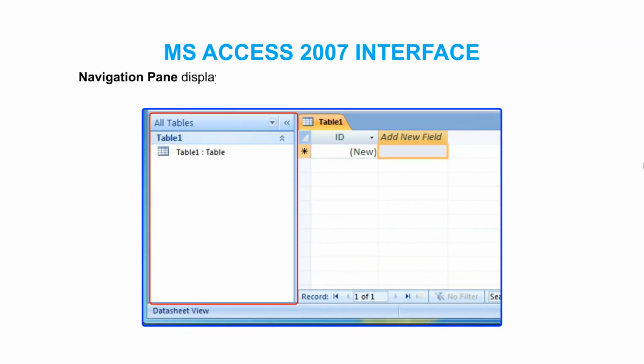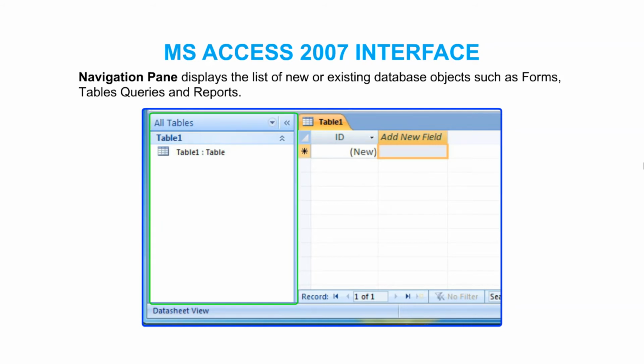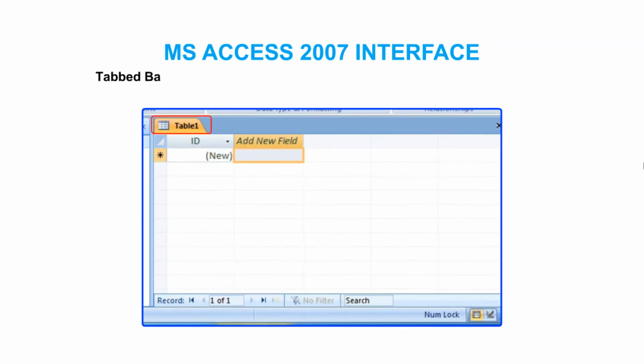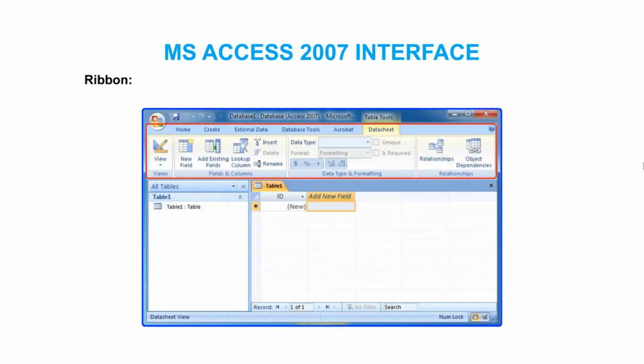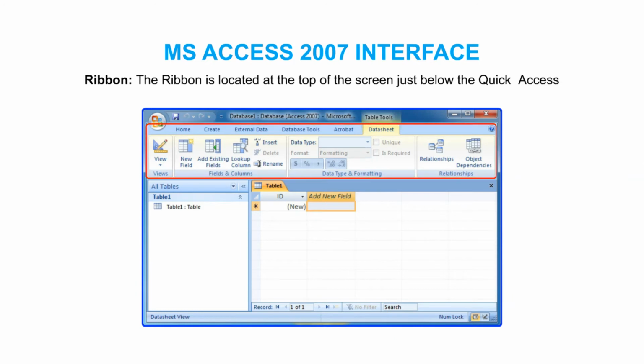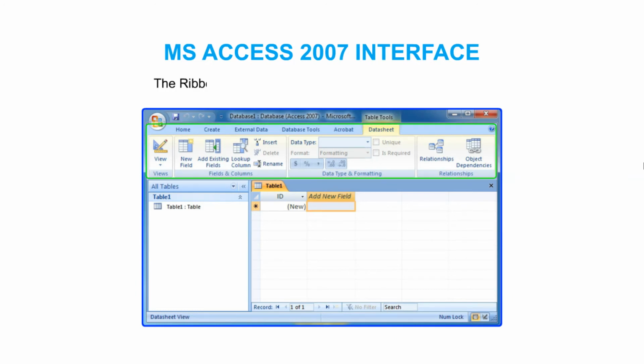Navigation pane. Displays the list of new or existing database objects such as forms, tables, queries and reports. Tabbed bar is used to display database objects in tabbed document rather than overlapping the windows. Ribbon. The ribbon is located at the top of the screen just below the Quick Access toolbar. The ribbon has three parts: tabs, groups and commands.